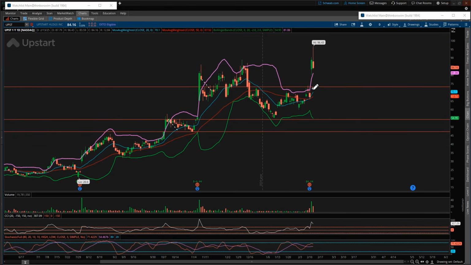And look where the moving average is here now on Upstart. So again, I would say we're going to get that rubber band effect down, way over the top Bollinger Band. So again, this is very important to monitor, have on your chart if you want. The Bollinger Bands are an amazing tool.